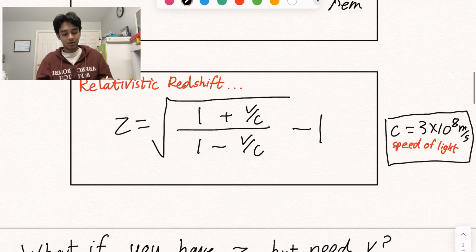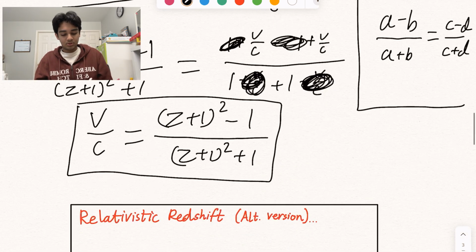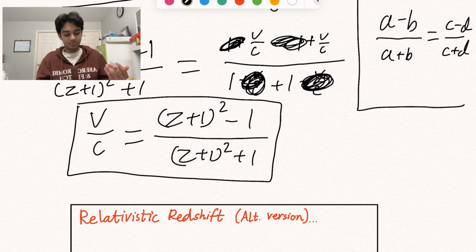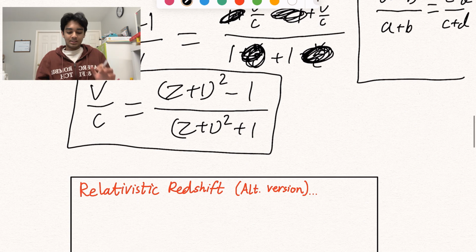Where in the formula before, you can use this if you're given the velocity and you need to find the redshift. And all you do here, you just bring the c over, the speed of light, and just multiply the other side at the 3 times 10 to the power 8 meters per second. So that's how you do that.